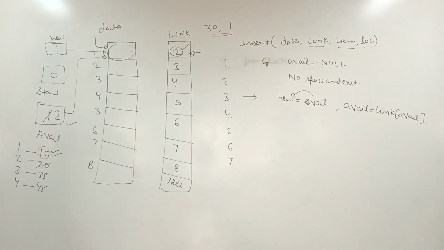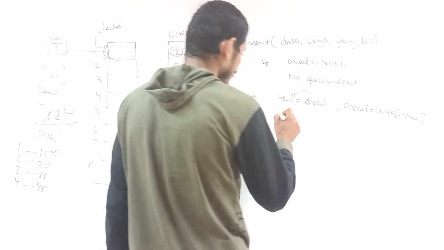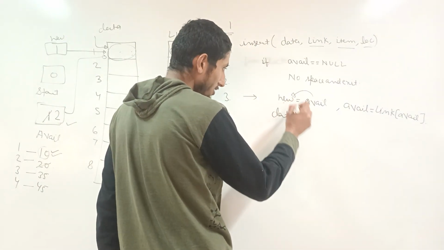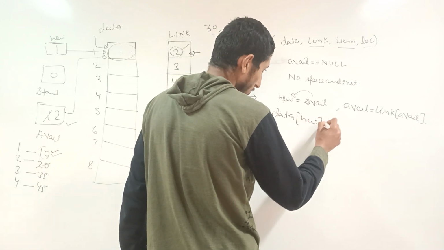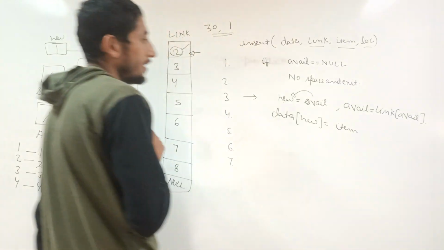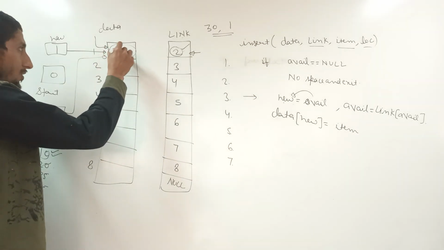Okay. So let me copy the element. Let's say the element is 10. The name of the array is data, and the index is new. So let me copy the item: data of new equals item. So what is going to happen? I have put 10 here.